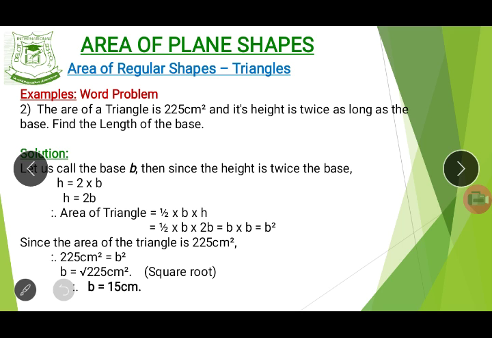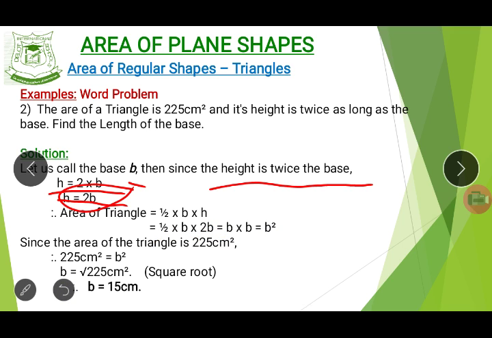So let us call the base b. Since the height is twice the base, the height will be 2b. Let's now represent that in the area of a triangle. The area of a triangle is half times base times height. We have the half, we know the base, and the height is 2b. So we cancel these two, and we have b remaining. So b times b gives us b squared.